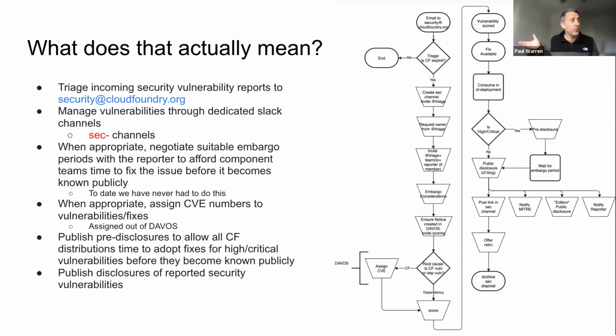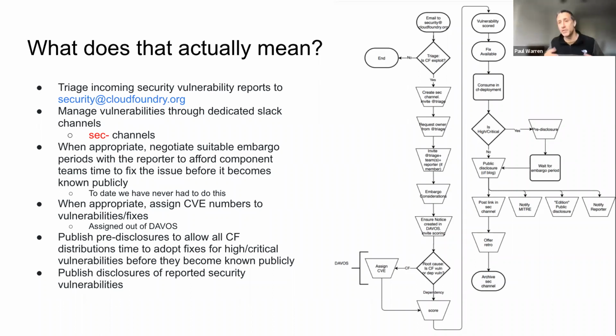It's our job to negotiate suitable embargo periods with reporters. So sometimes reporters want to go public with issues, but we need to keep them private to give us time to fix them and give us time to pre-disclose them to all of the distributions of Cloud Foundry that are out there. To date, we've never had to do this though, but it would be our responsibility to do it should that arise.